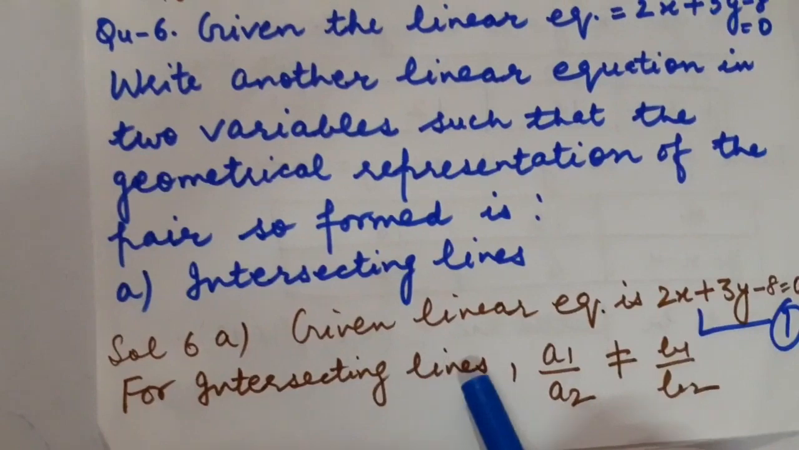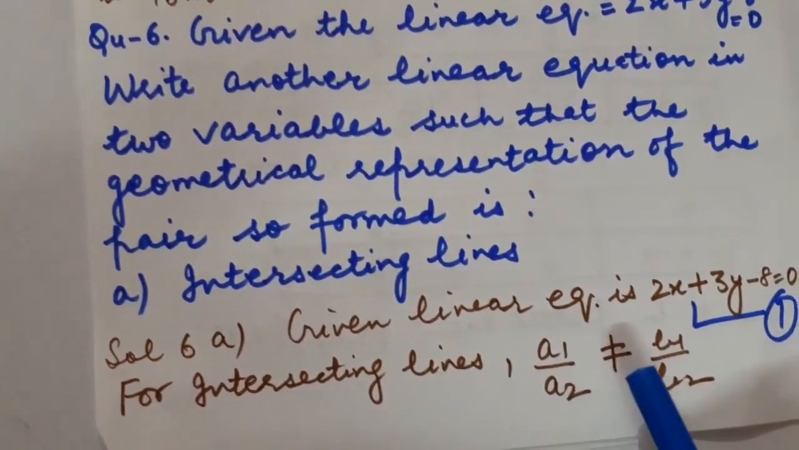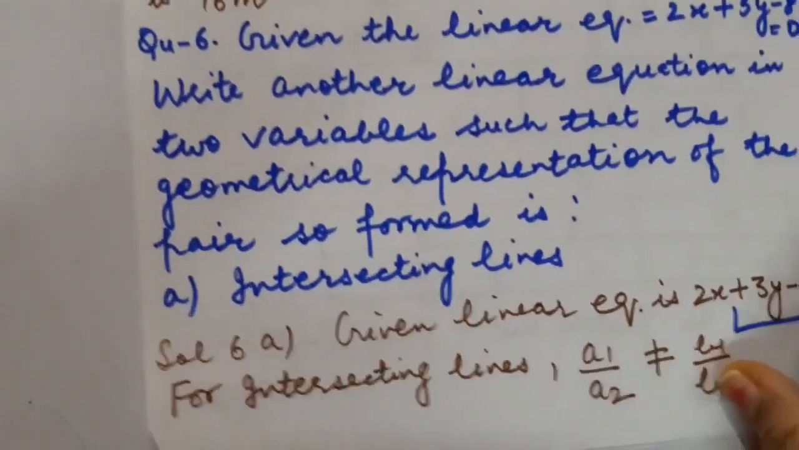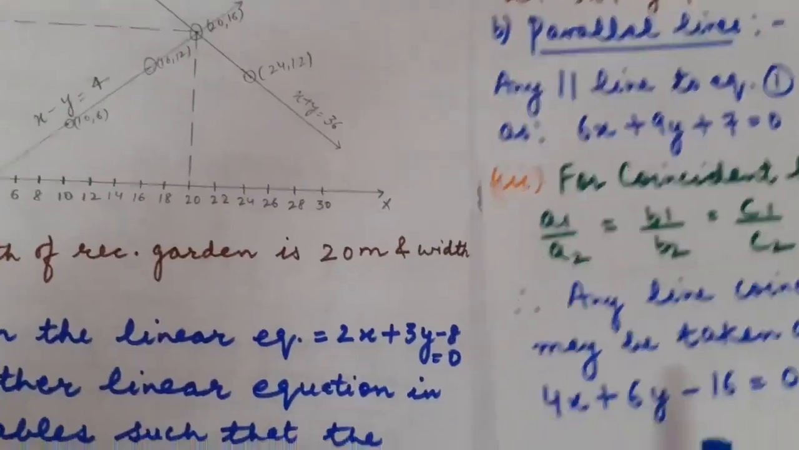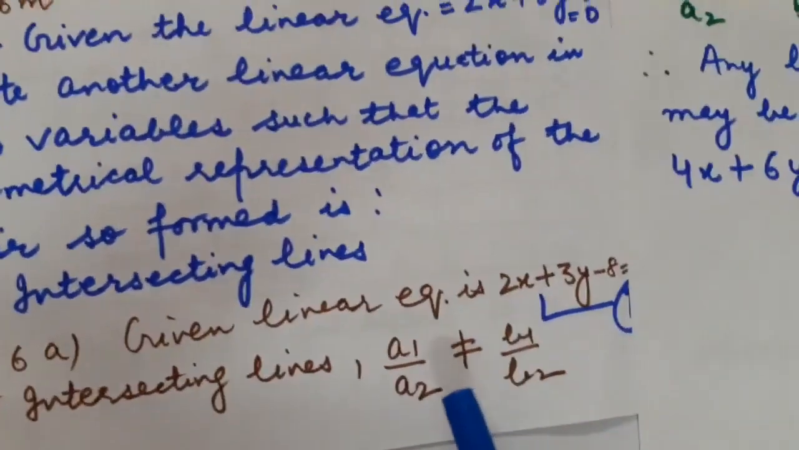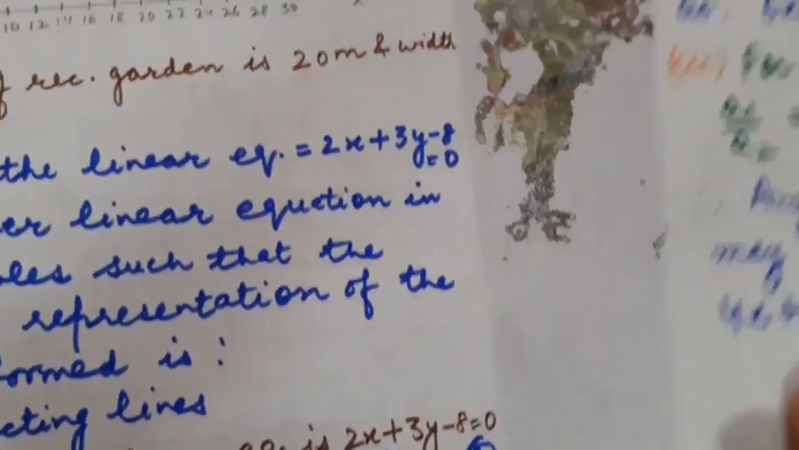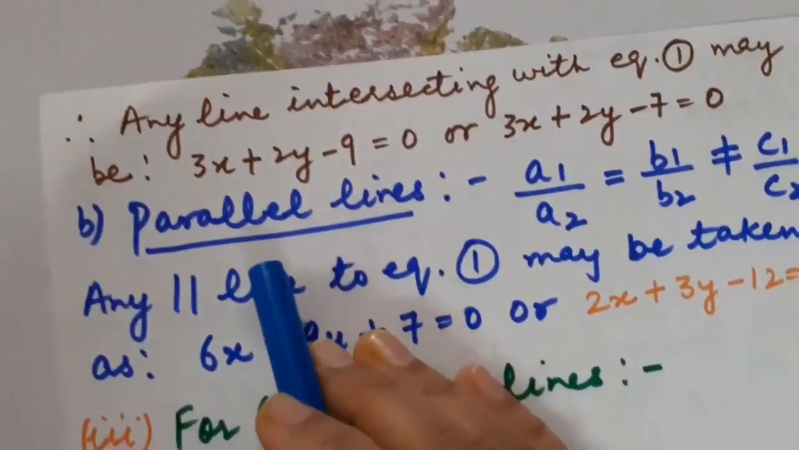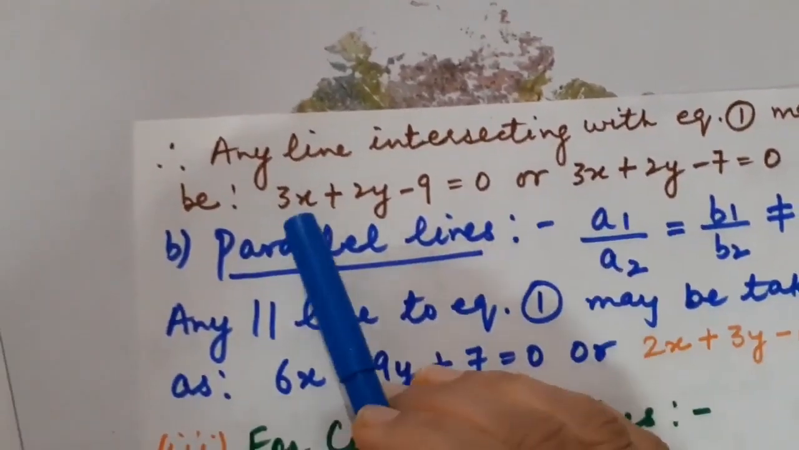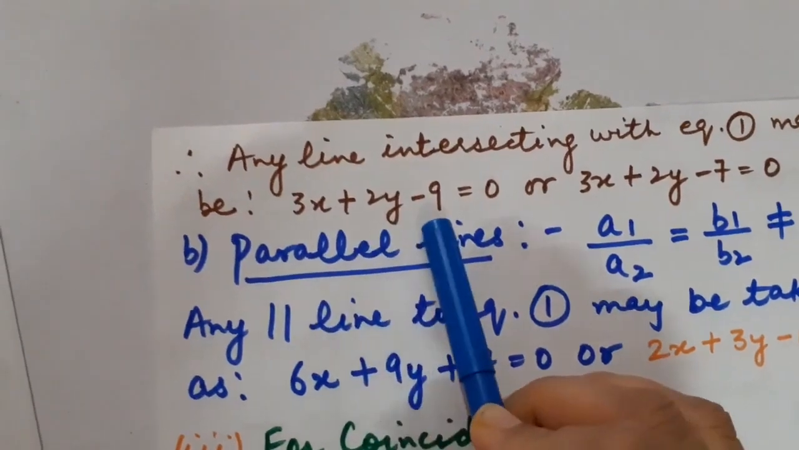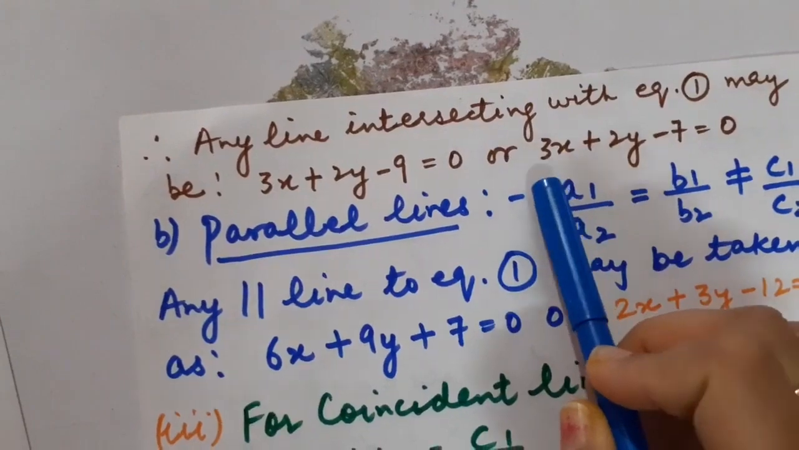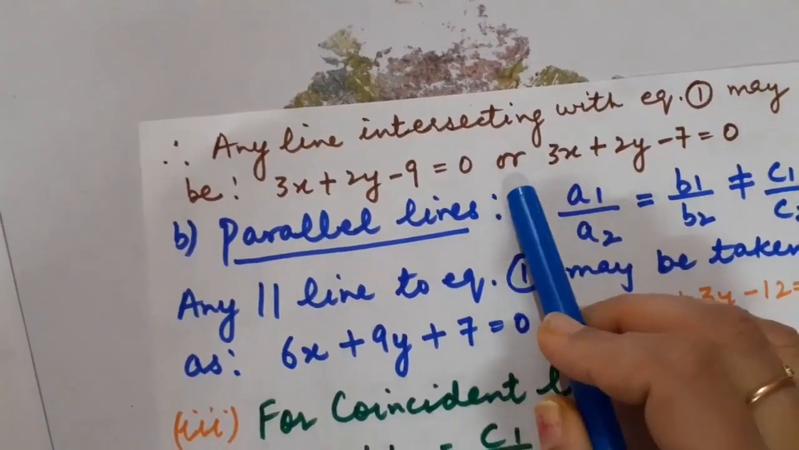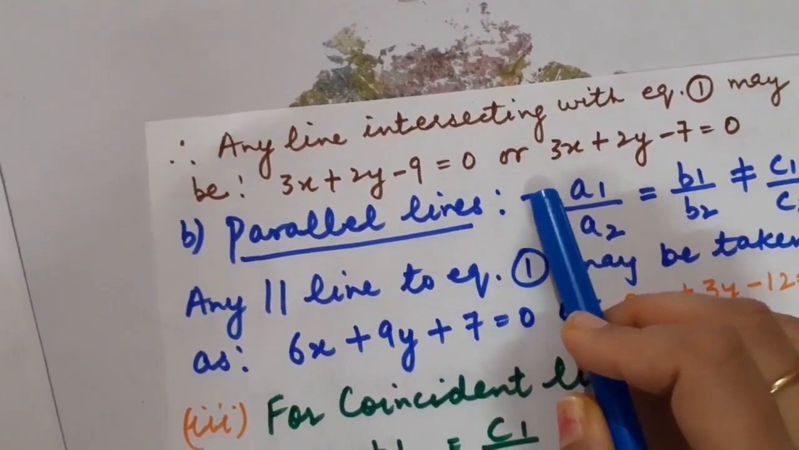For intersecting lines, what is the condition? A1 upon A2 should not be equal to B1 upon B2. So what kind of equation can you take for that? You had this equation given: 2x plus 3y minus 8. Look, which one have I taken now? Any line which is intersecting with equation number 1, it can be 3x plus 2y minus 9, or 3x plus 2y minus 7. Why? Because the same condition should be fulfilled. Means A1 upon A2 must not be equal to B1 upon B2.